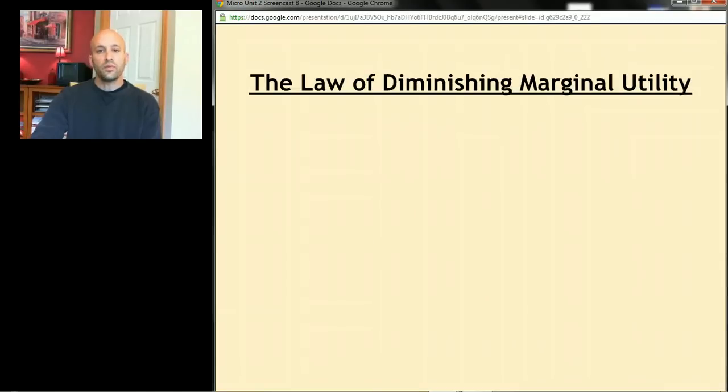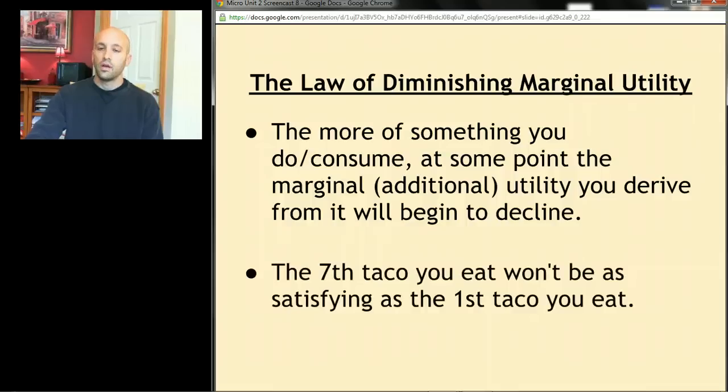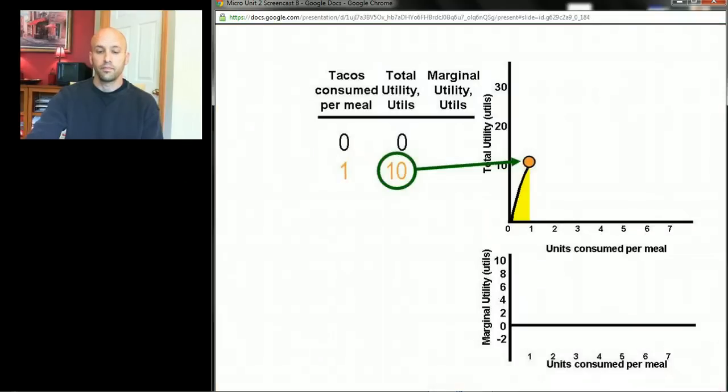Now remember the law of diminishing marginal utility. What that said is that the more of something you do or consume, at some point the marginal or additional utility you derive from it will begin to decline. Again, the 7th taco that you eat isn't quite as delicious as the first taco. Well, we might construct a chart and a graph to map out what utility is going to look like as you continue to eat tacos.